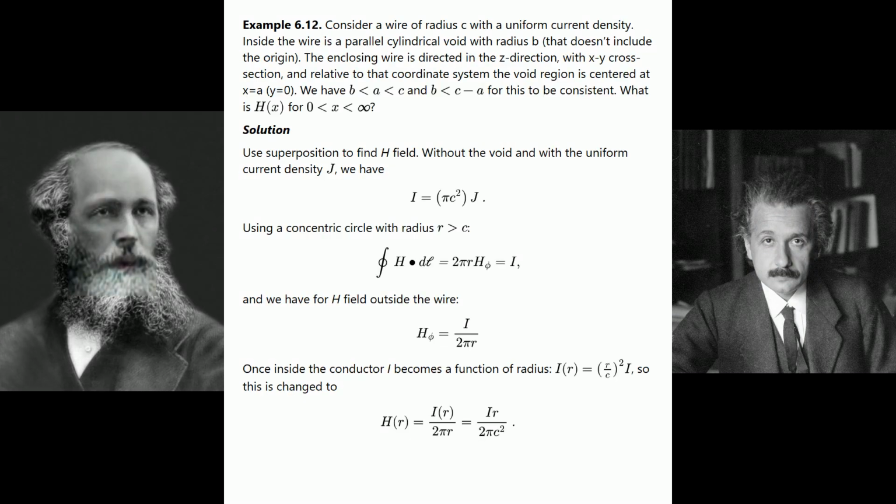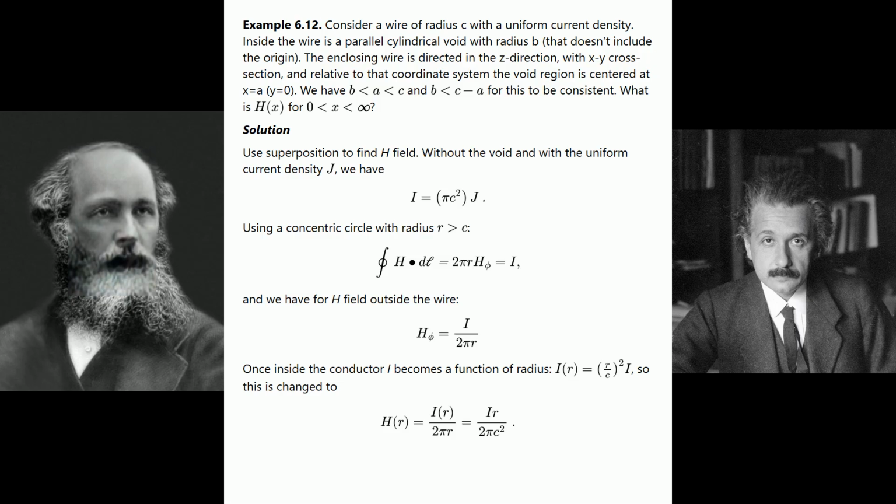Example 6.12. Consider a wire of radius c with a uniform current density. Inside the wire is a parallel cylindrical void with radius b that doesn't include the origin. The enclosing wire is directed in the z direction, with xy cross-section, and relative to that coordinate system the void region is centered at x equals a, y equals 0. We have b less than a less than c and b less than c minus a. For this to be consistent, what is H of x for 0 less than x less than infinity?